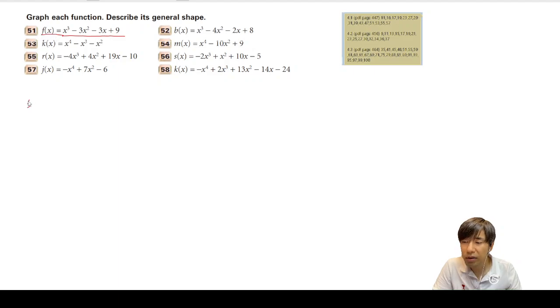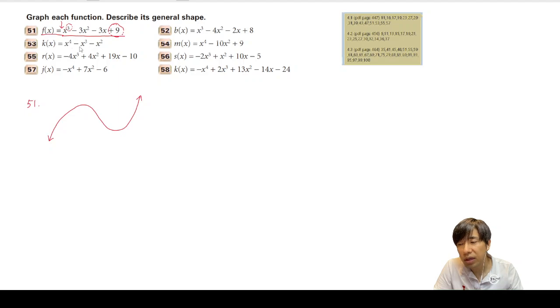For 51, when you graph it, you're going to get something that looks like this. How do we know this? This is a cubic function, and the leading coefficient is positive. So upon seeing this, we know that the right end must rise and the left end must go down. And one more thing we should know by looking at this is the y-intercept. The constant term at the end represents the y-intercept. Okay, the shape looks like this.